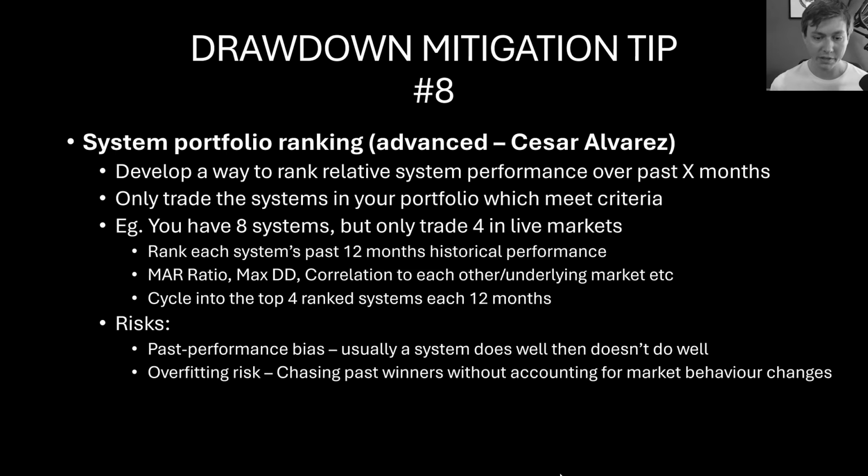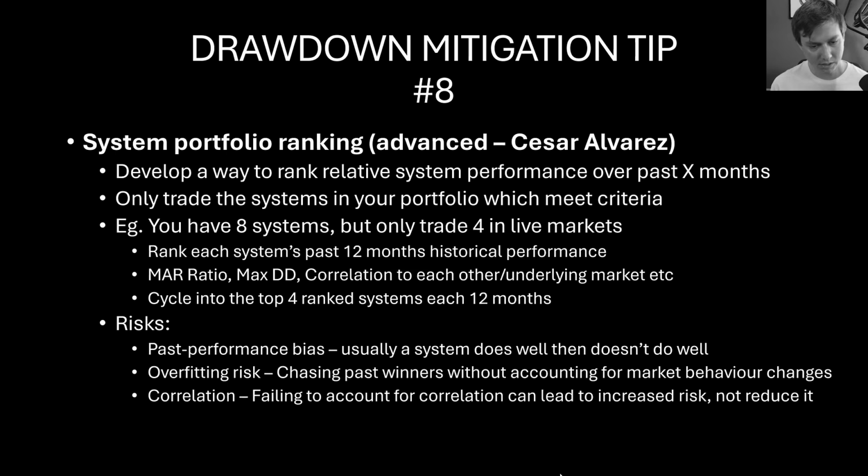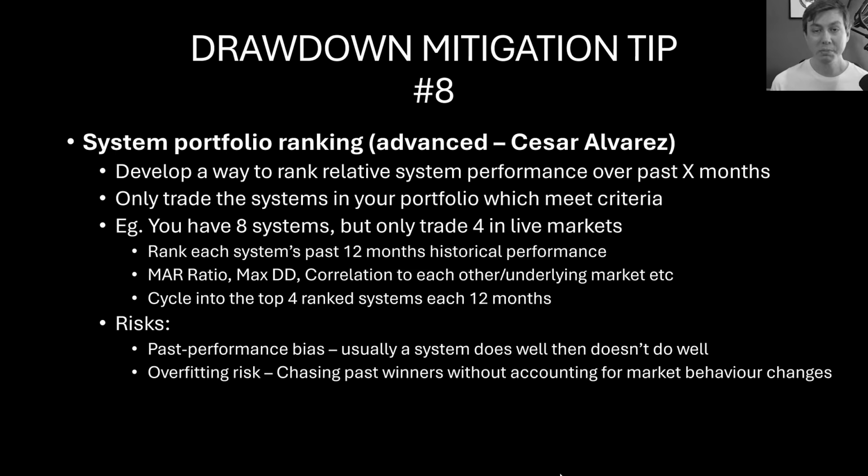You also have the overfitting risk, chasing past winners without accounting for market behavior changes. So just because a system did well in the past 12 months doesn't mean it'll do well in the next 12 months. So there's some risks here. It's probably not a big deal if you've got a decent, robust portfolio of systems and you're rotating several in. But if you're only rotating 1 or 2 in, this could be a big problem.